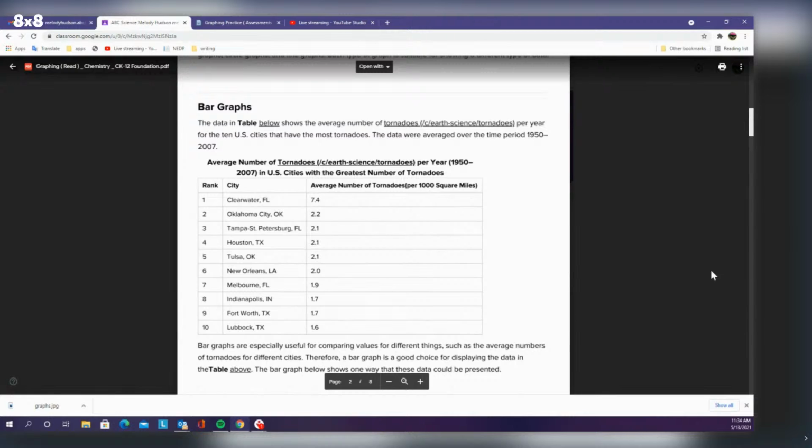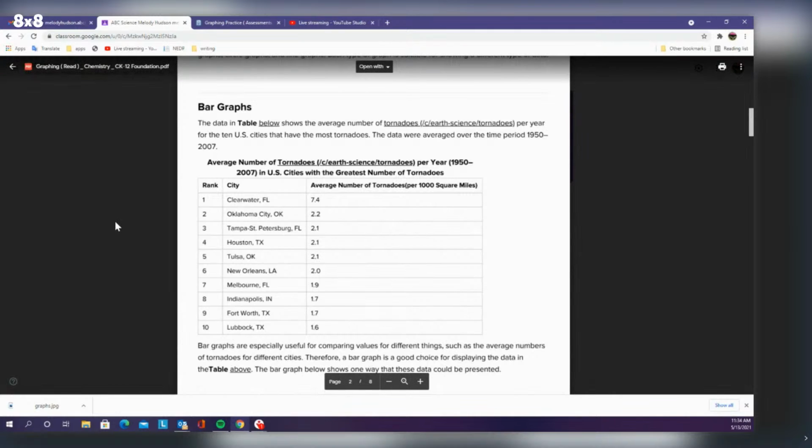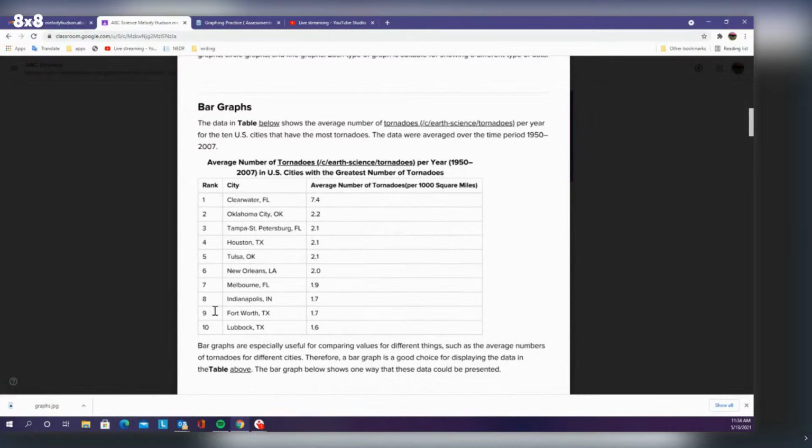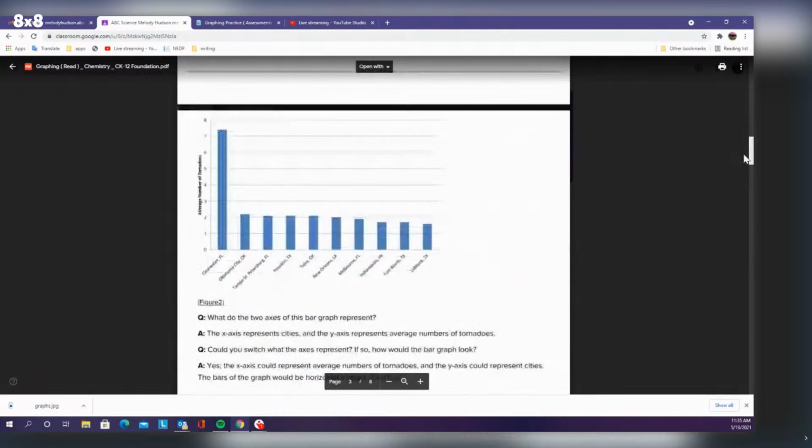If I were to ask you which city ranks fifth and what is their average number of tornadoes, well, we would go from 1 to 5. We'd find Tulsa, Oklahoma, and they average 2 tornadoes every 1,000 square miles. Which city has the least? Well, we know that this is being ranked from 1 to 10, so we're going to go right to Lubbock, Texas. Lubbock, Texas with 1.6 tornadoes average per 1,000 miles. We're going to round about 2 tornadoes. Let's look at it this way.